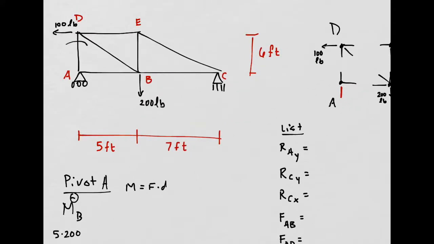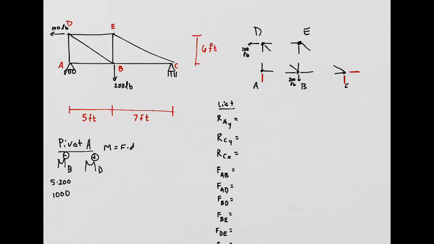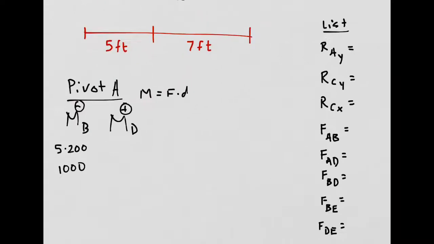And then I have the moment due to the force at D. That's a positive moment. Be quiet, cat. That distance is 6 feet. 6 times 100. What is that? That's 1,000. No, it's not. It's 600.